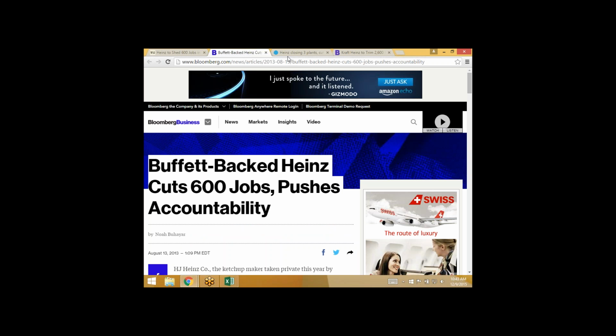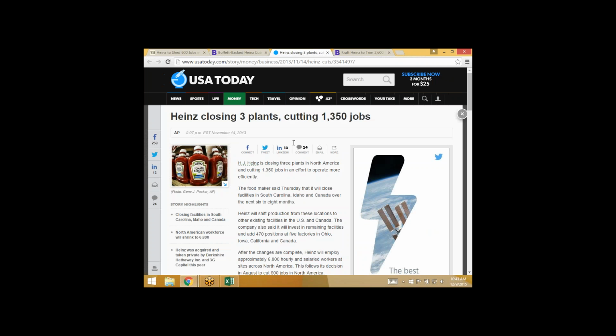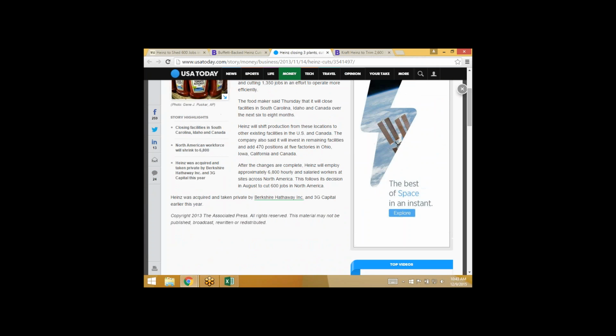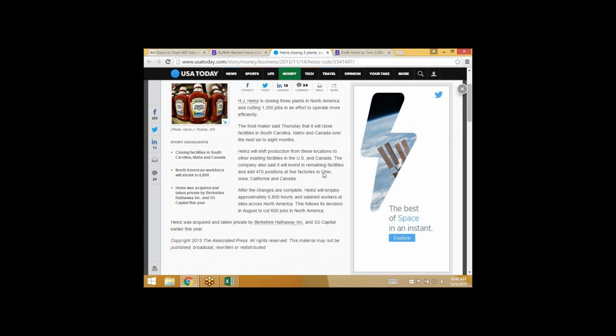Buffett back Heinz. This is another one. Then this one: Heinz closing 3 plants, cutting 13. That was later. And the guys in here, we didn't see it coming. There was a great quote about a guy in the place that we didn't see it coming, this and that. And it's a matter of understanding how the analysis works.